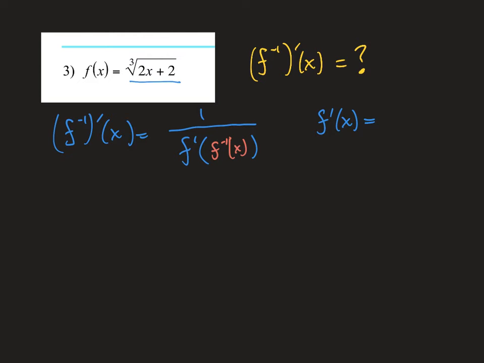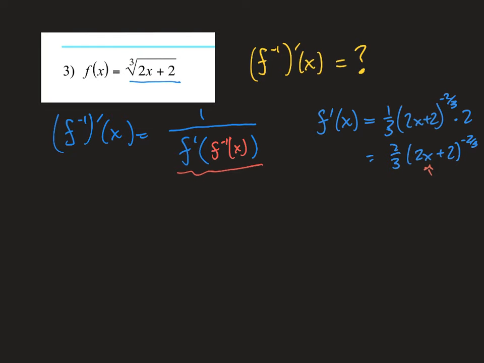Running this through the chain rule, I'll have 1/3 times 2x plus 2 to the negative 2/3 times 2. I'll put the 2/3 there, but I'm going to leave it with the negative 2/3 power for now. When I figure out the inverse function, I'm going to plug it in right there. That's what this is saying.